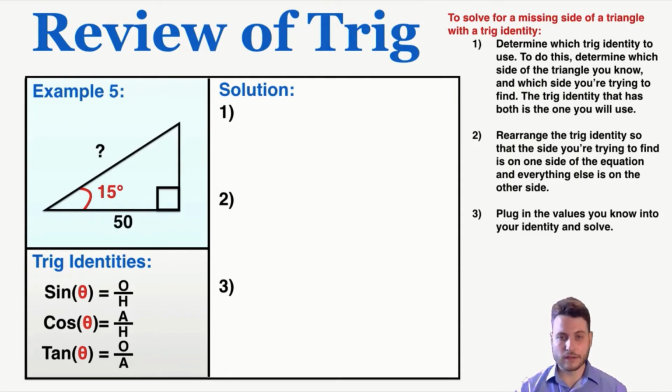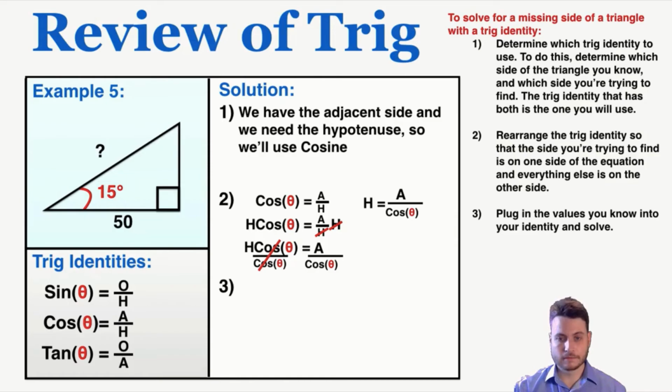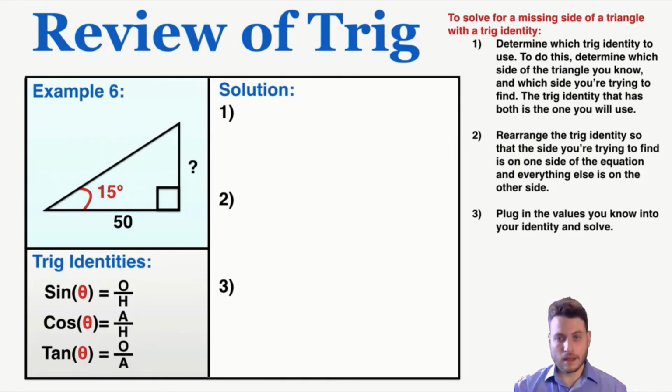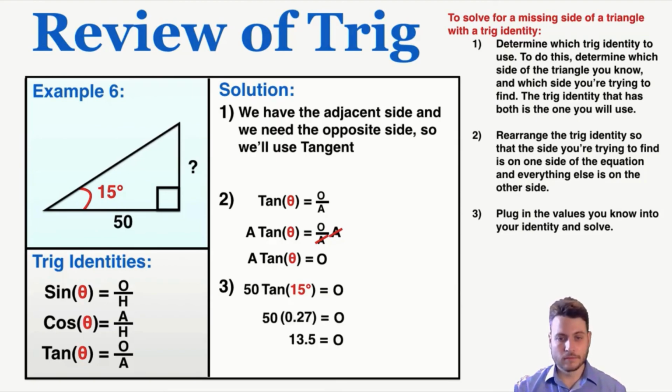Example number 5, I'm trying to find the hypotenuse using the adjacent side. So cosine connects those. Rearranging cosine to get the hypotenuse looks like this. And plugging in my numbers looks like this. So the hypotenuse is 51.5. Example number 6, I have the adjacent side and I'm looking for the opposite. Tangent connects those two. Plugging in my numbers and solving for the opposite side gets me this. And plugging in my specific numbers gets me an opposite side of 13.5. So that's how you use trig to find the missing sides of a right triangle.